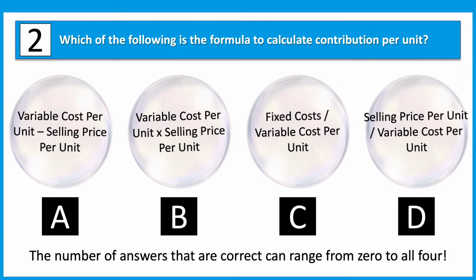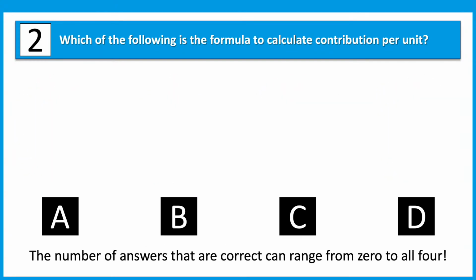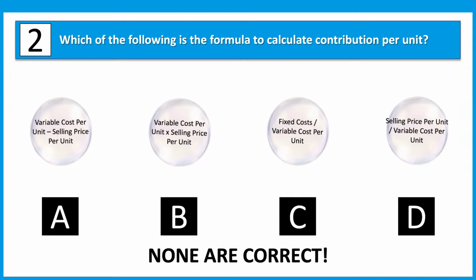So we've got some answers coming through, and the answer is that none are actually correct. The formula to calculate contribution per unit is actually selling price per unit minus variable cost per unit. So it's A, but the other way round. So make sure you get the parts of the formula in the correct order: selling price per unit minus variable cost per unit. And that means how much each product is contributing towards paying off its fixed costs. And as I said, an important part of the break-even formula as well.